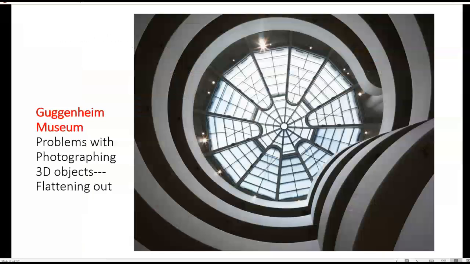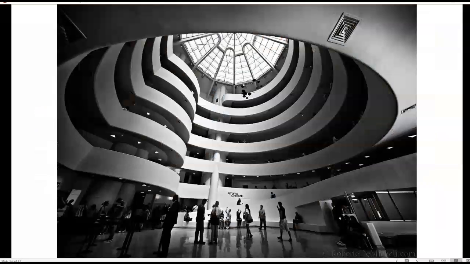This is taken from inside. One of the other problems is that sometimes photography flattens things out. So we don't really get a sense that this is a 7-story building, and it's a huge arced glass-covered dome on top. It looks pretty flat. It's a neat photograph, but we don't really get a sense of what that museum really looks like.